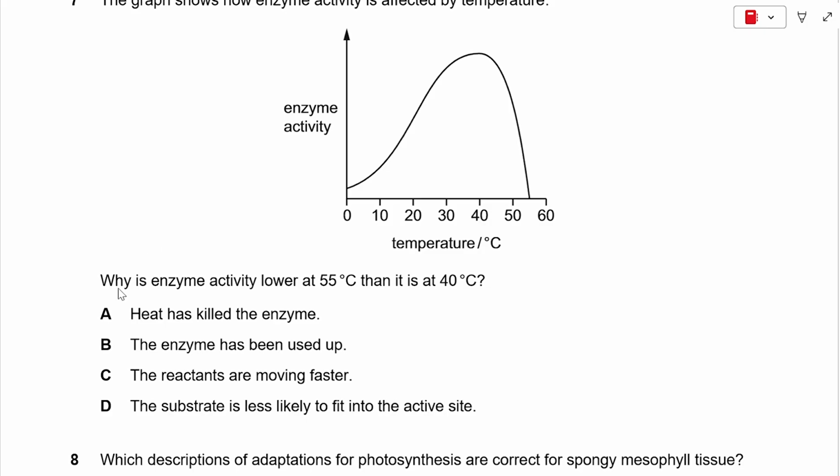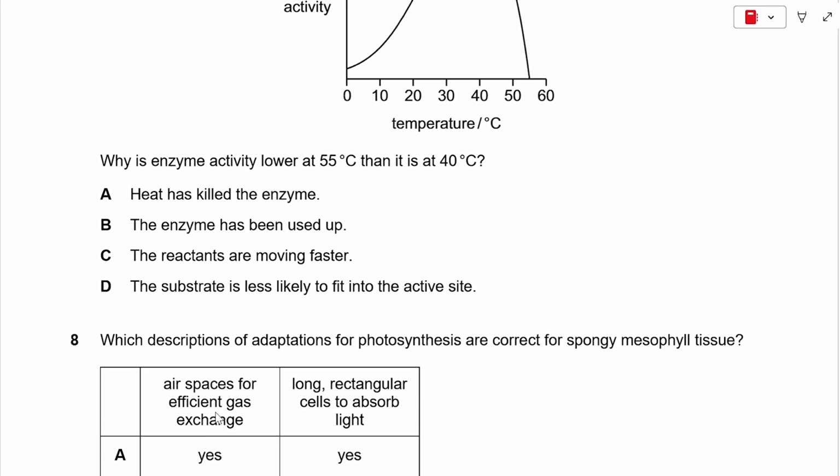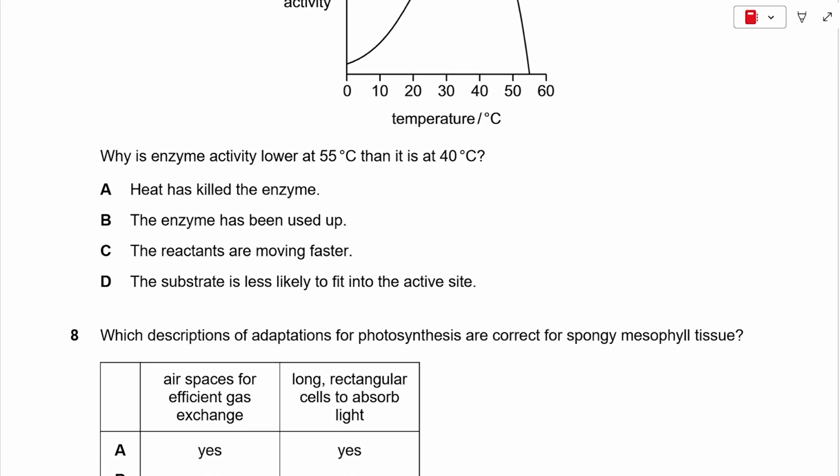Now, the question says, why is enzyme activity lower at 55 degrees centigrade than it is at 40 degrees centigrade? Okay, so heat has killed the enzyme, the substrate is less likely to fit into the active site because the enzyme has been denatured or destroyed. So the bonds are not as they were before. So we take D as our answer.